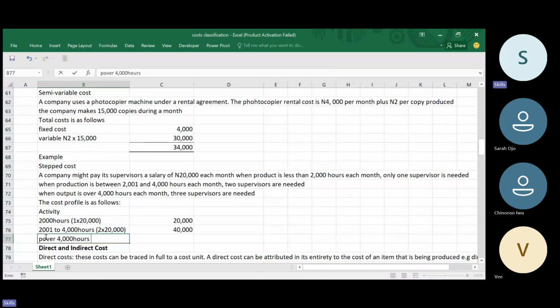3 supervisors will be required. When the output is over 4,000 hours each month, 3 supervisors are needed. So now it is 3 supervisors that will be required at 20,000 per supervisor. So now it will be 3 times 20,000, you will have 60,000. So this is an example of a step cost.